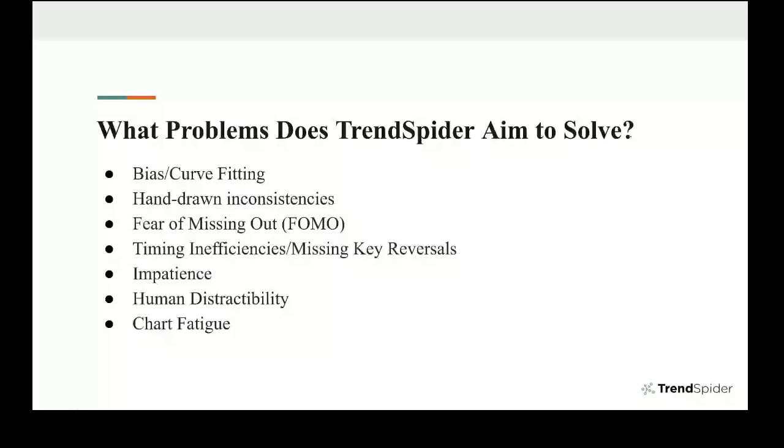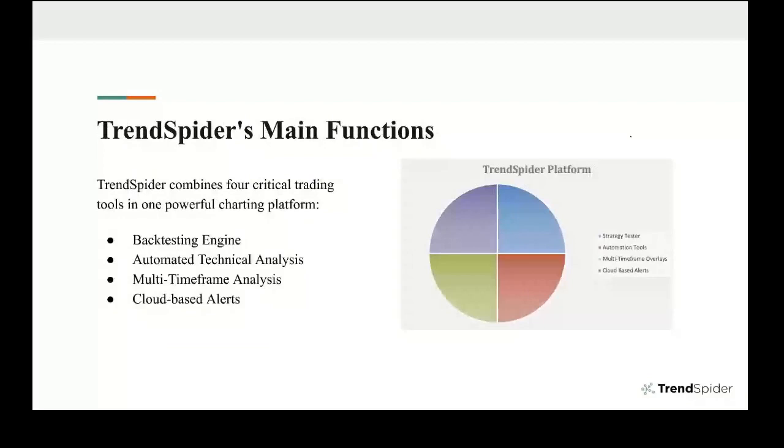So we'll go over all these things, but especially for those people who are staring at a ton of charts, more than 10, it's really easy to just flip through those charts and have the system help you out with some of that grunt work. We do this through 4 main functions: the backtesting engine, the automated technical analysis system, the multi-time frame analysis, and the cloud-based alerts that I just talked about. We're going to be demonstrating different aspects of all of these features, so definitely excited to get started.